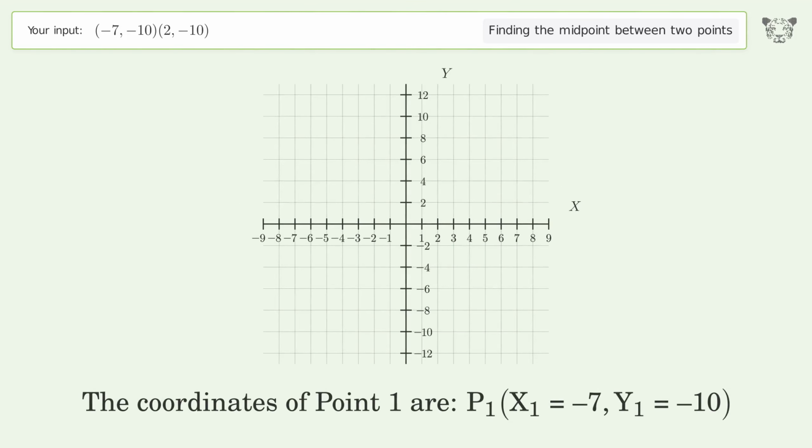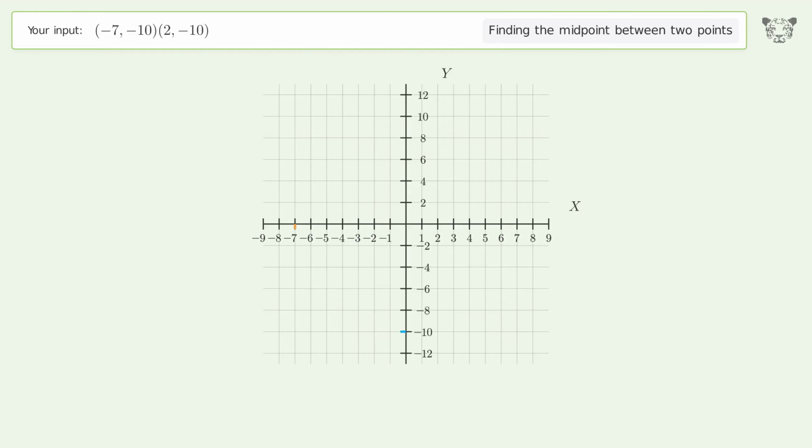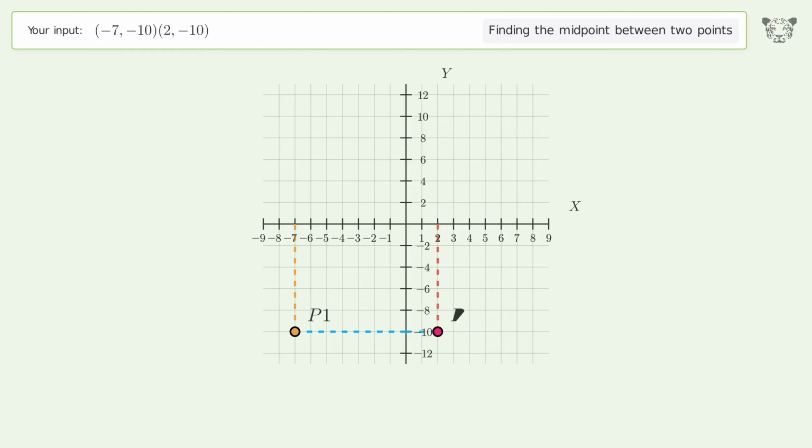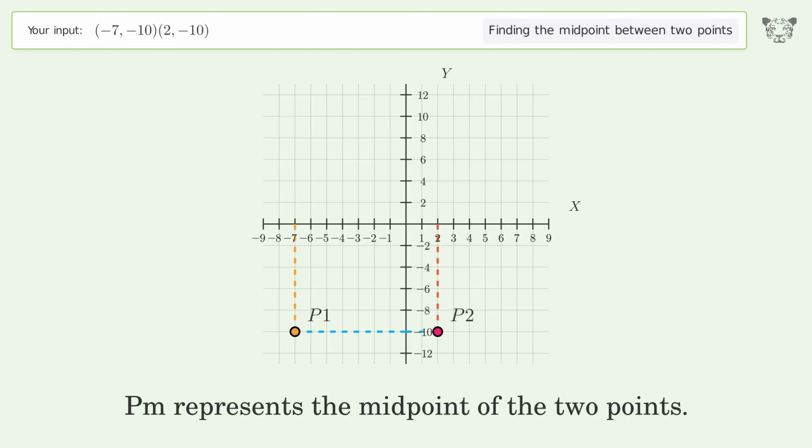The coordinates of point 1 are x1 equals -7, y1 equals -10. The coordinates of point 2 are x2 equals 2, y2 equals -10. PM represents the midpoint of the 2 points.